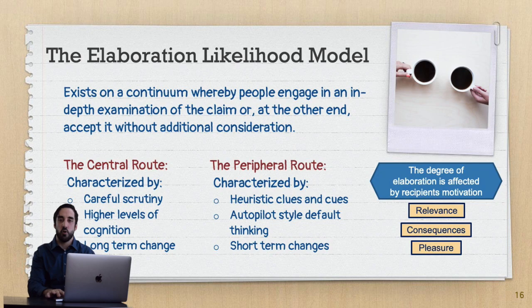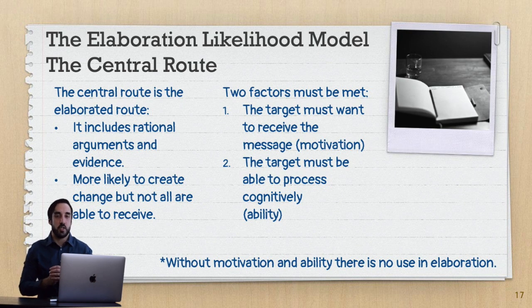Again, these central and peripheral routes of processing. So to characterize the central route, we're talking about a route that includes rational arguments, a considerable amount of evidence, and if you accept the changes, it's more likely to create change. However, not everybody is able to process rational arguments.